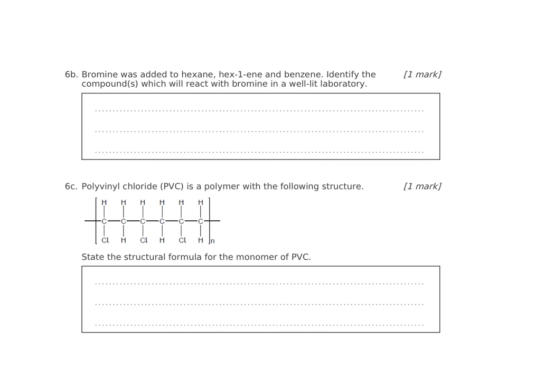Bromine was added to hexane, hexene, and benzene. Identify the compounds that would react. Now hexane will react with bromine, but only if it's a free radical reaction, so there's a well-lit laboratory, so I'm going to assume there's UV light. Hexene, anything with a double bond, will, because that's electrophilic addition. Benzene won't, because it will only do substitution. So it'd be hexane, and if you were worried about making that generalization, you could put with UV light, or with enough UV light or something like that.